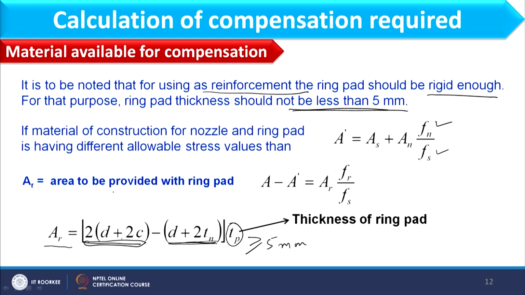Okay. So, if the allowable stress of the ring pad varies, then A minus A dash would be AR into FR, that is the allowable stress of the ring pad divided by the allowable stress of shell material. In this way I will find AR, and then that AR will be used over here to calculate the thickness of the ring pad. So, in this way we calculate the area of the ring pad, which I need to provide as compensation.